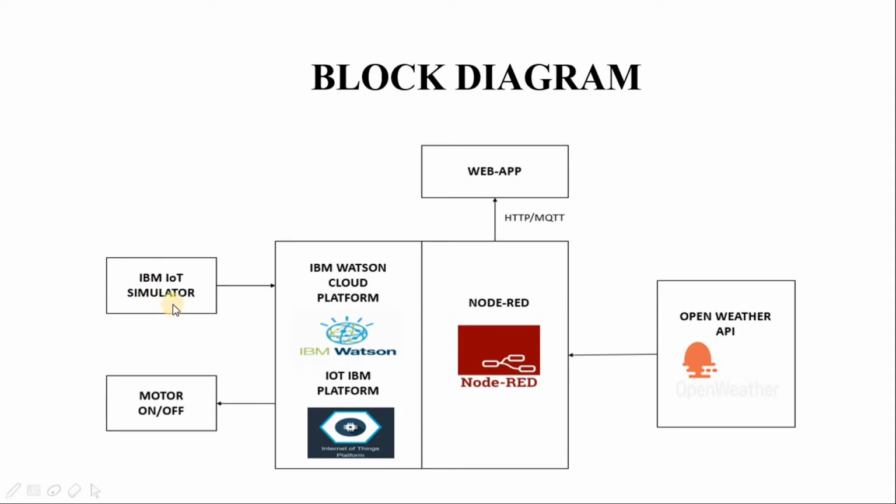Firstly, the data from the IBM IoT simulator is sent to the IBM Cloud Platform, which is visualized using the Node-RED. Node-RED is a programming tool for wiring the hardware devices together. Here, we are getting the real-time weather data from OpenWeather API, and this is also visualized by Node-RED. By collecting all the details from the IBM IoT simulator and the OpenWeather API, the data is visualized in Node-RED through the web app.